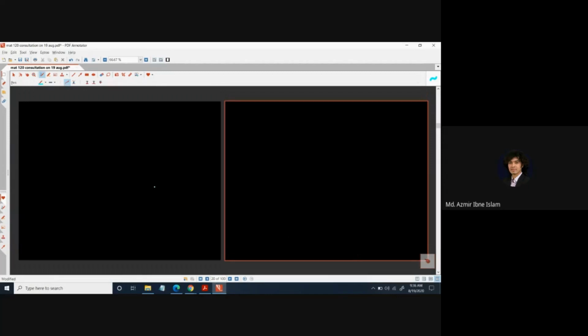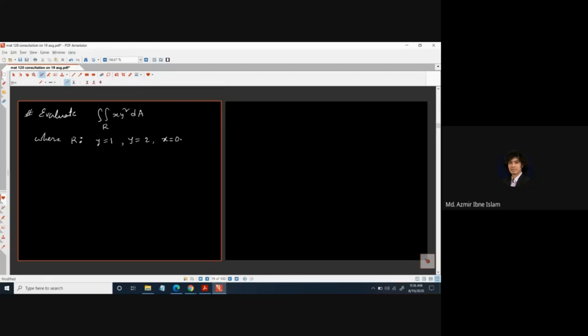Let's say this time we have to evaluate a double integral of x y squared dA, and we have a region where R is defined by y equal to 1, y equal to 2, let's say x equal to 0, and we have y equal to x. So this is the double integral, and we have the limits.